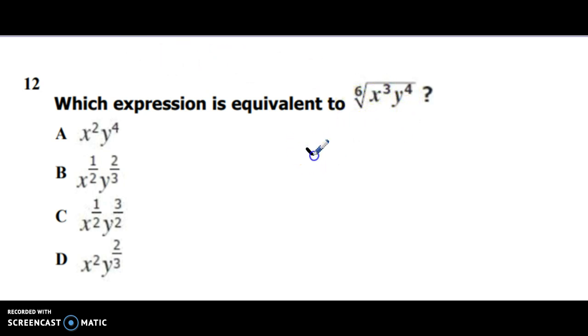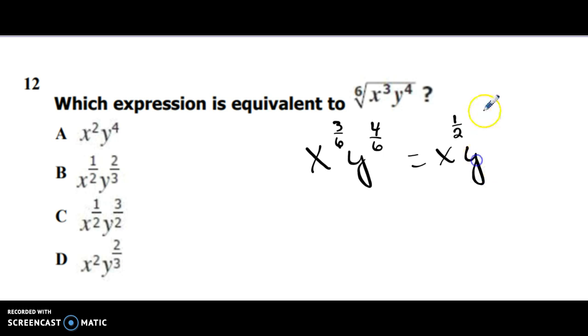If we write these as fractional exponents, we've got exponent over index, 3 over 6, and 4 over 6. Both of these fractions can be reduced. 3 over 6 can be reduced to 1/2. 4 over 6 can be reduced to 2/3. So x to the 1/2, y to the 2/3.